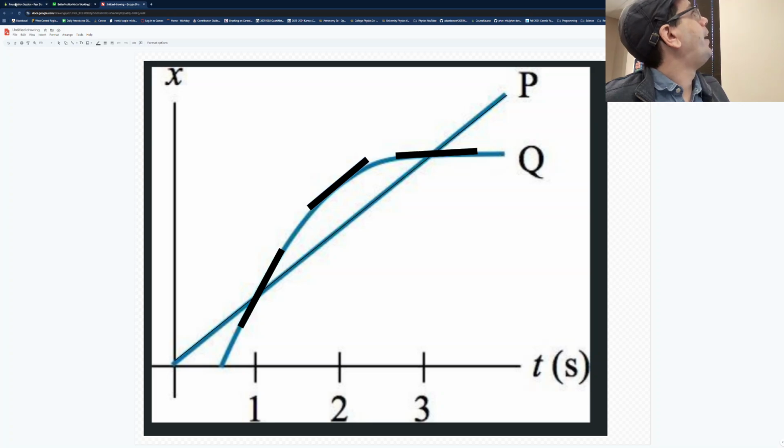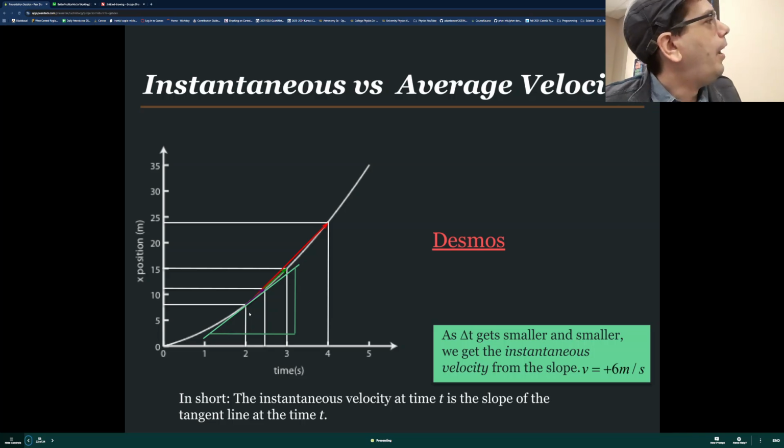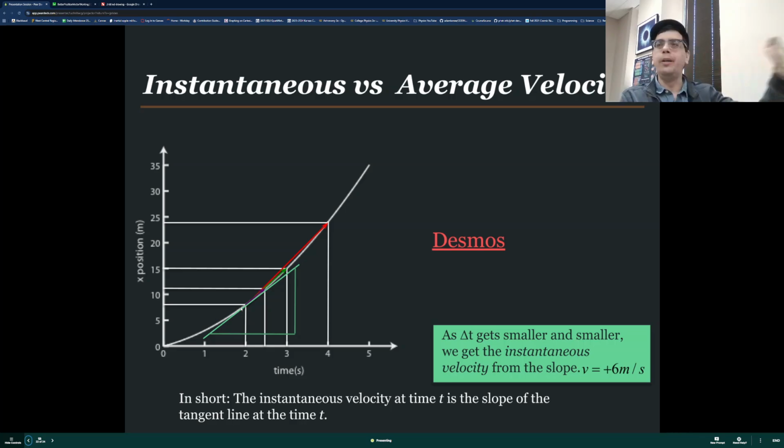I just realized I hadn't used the word instantaneous velocity yet. And I tend not to. When I say velocity, I mean instantaneous velocity. So that means the velocity at one particular moment in time. And if I mean average velocity, I'll say the whole phrase average velocity.